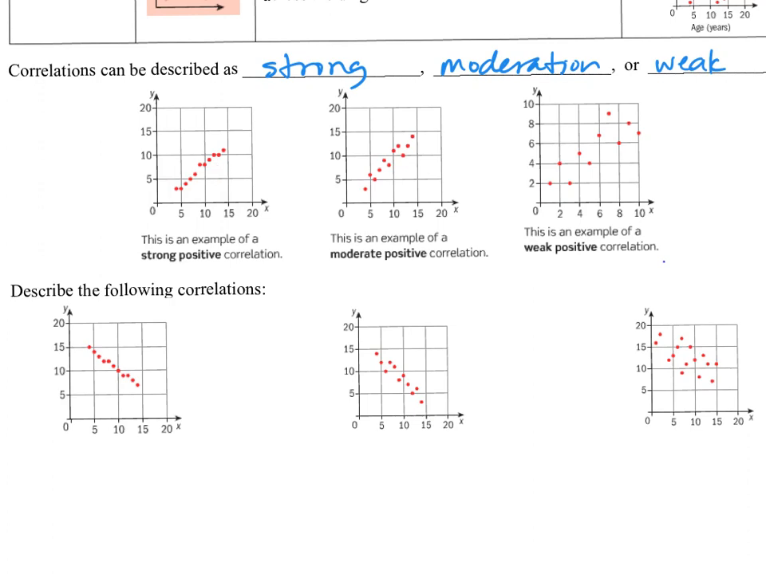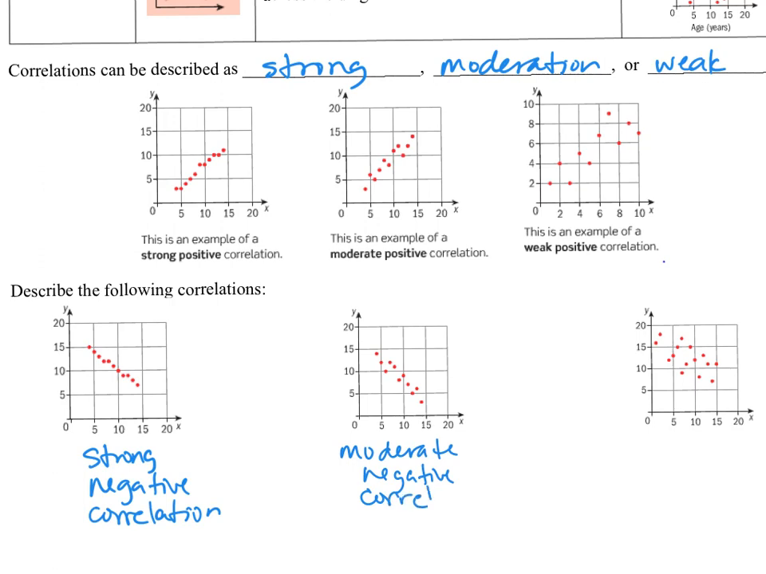So let's look at this example. Let's describe the following correlations. This is almost a straight line, so we're going to call that a strong correlation, and because it's decreasing, we're going to say that it's a strong negative correlation. The second example, it's definitely a negative correlation again. We can see a relationship, but it's not looking as much like a straight line as this one did. So we're going to call that one a moderate negative correlation.